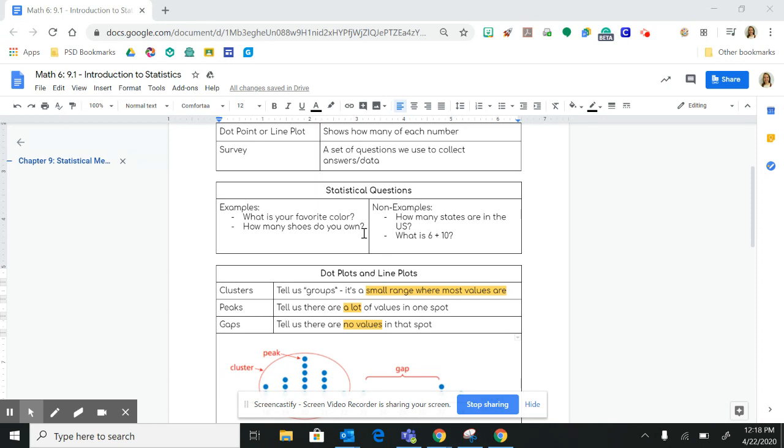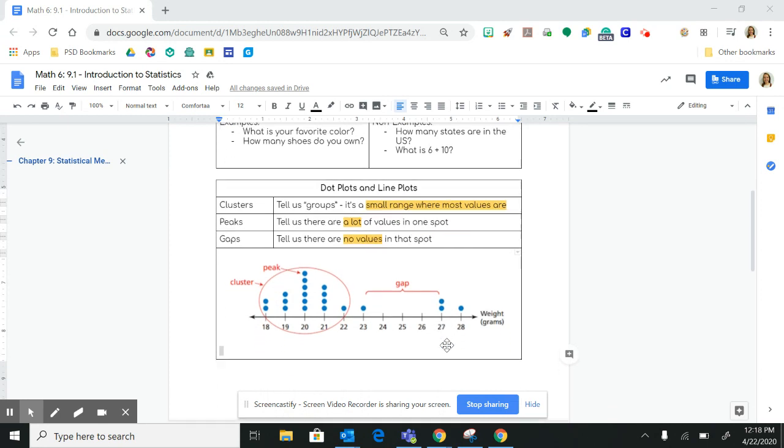A non-example would be a question that has a specific answer. So for example, how many states are in the United States? That has a specific answer. It's 50. Or what is 6 plus 10? That has a specific answer. It would be 16. So what I really want you to get from this is thinking about examples of statistical questions would be an open-ended question that could have multiple answers.